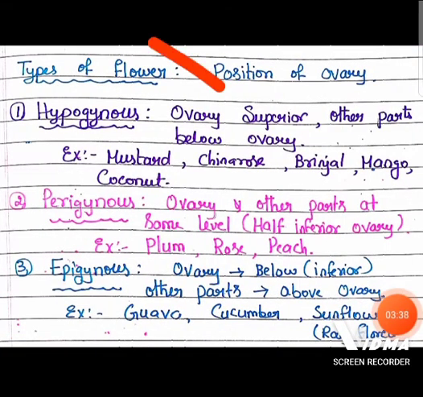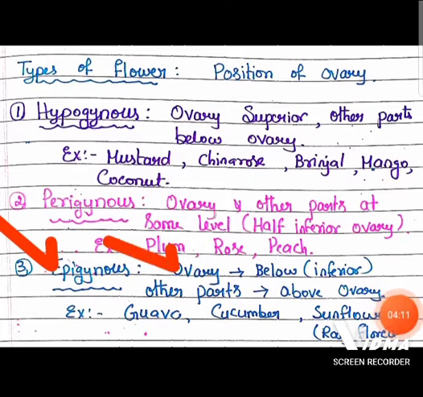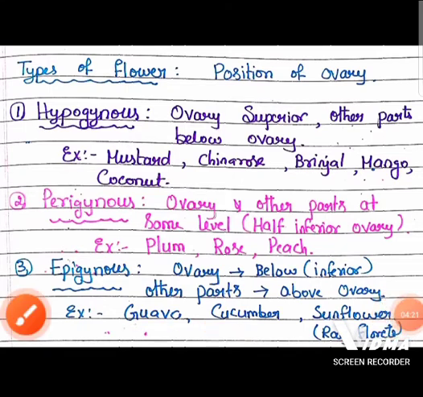Now types of flower based on the position: hypogynous, perigynous, and epigynous. Hypogynous means the ovary is superior and other parts are present below the ovary. Remember examples for the exam: mustard, china rose, brinjal, mango, and coconut. Perigynous is a type of flower where the ovary and other parts are at the same level, or you can say half inferior ovary. Example: plum, rose, and peach. And the last type, epigynous, the ovary is below, meaning inferior ovary, and other parts are above the ovary. Example: guava, cucumber, and ray florets of sunflower.